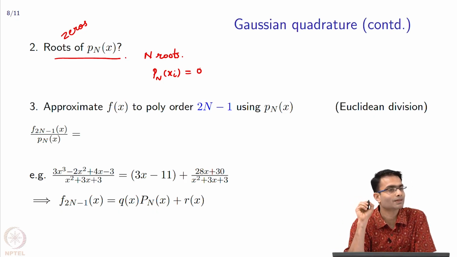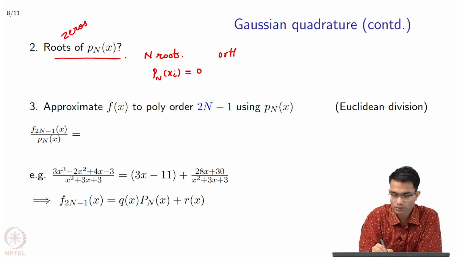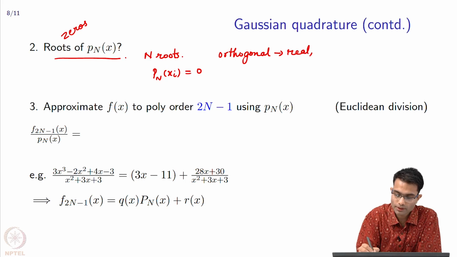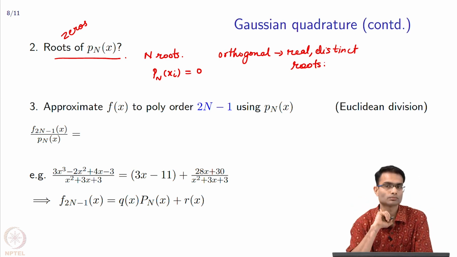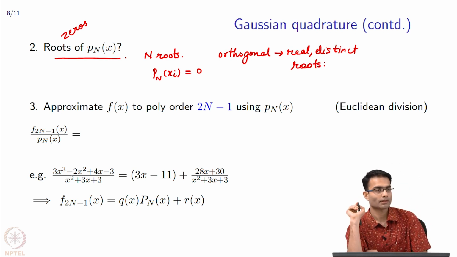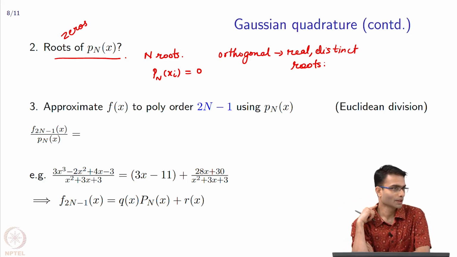There is a nice theorem from numerical analysis which we will not prove over here, but it says that for orthogonal polynomials, the roots are always real and distinct. We will just use it. So, for orthogonal polynomials, real and distinct roots. Some of you must be wondering where this discussion is going. So, let us try to bring it closer.